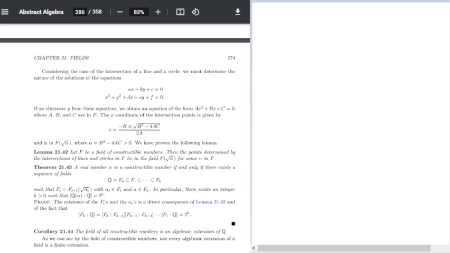Lemma 21.42. Let F be a field of constructible numbers. Then the points determined by the intersection of lines and circles in F lie in the field F adjoined square root of alpha for some alpha in F.